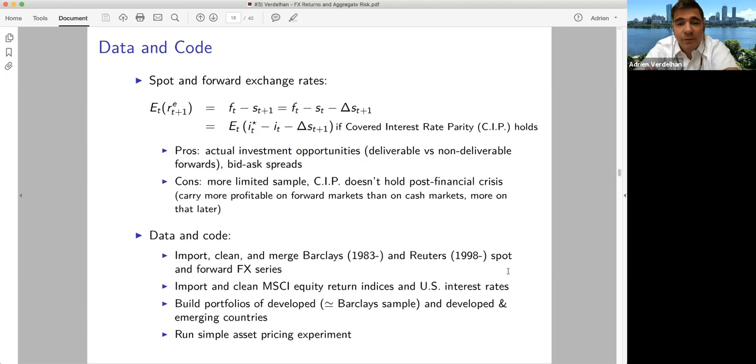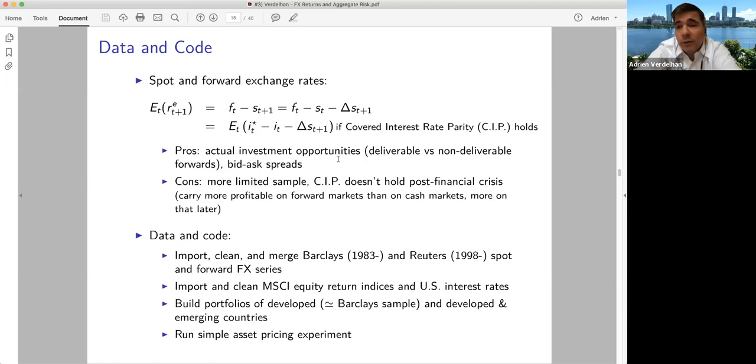At the end of the month, you're going to receive some foreign currency. You need to convert this into dollars at the end of the month, but you don't know what the exchange rate is going to be. Wait and see what your return is going to be: the difference between the forward rate that you signed today and the spot exchange rate at the end of the month. And that's the first equation I have here on this slide.